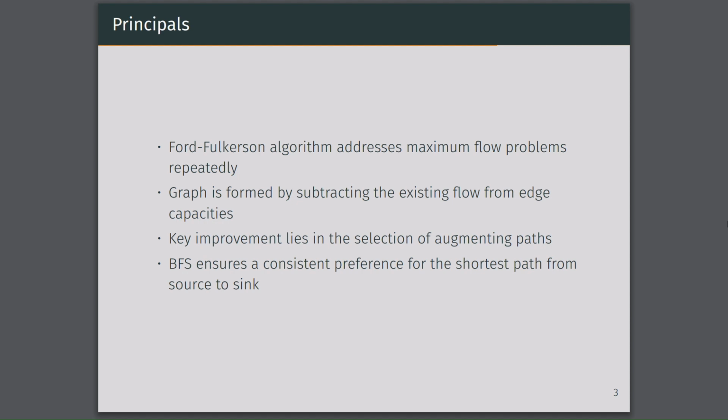The key improvement lies in the selection of augmenting paths. Edmonds-Karp employs breadth-first search to identify the shortest paths systematically during the intermediate stages. Augmenting paths define pathways with the capacity for additional flow. The use of BFS ensures a consistent preference for the shortest path from source to sink when faced with multiple augmenting paths. This systematic approach enhances the algorithm's dependability, termination assurance, and overall efficiency.